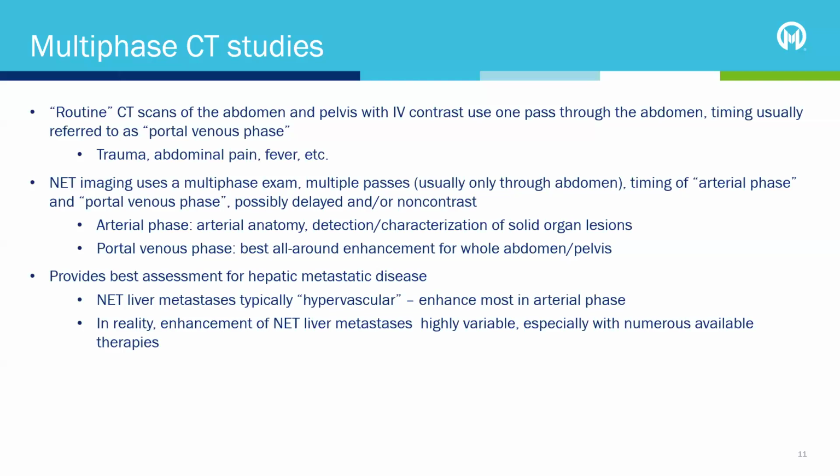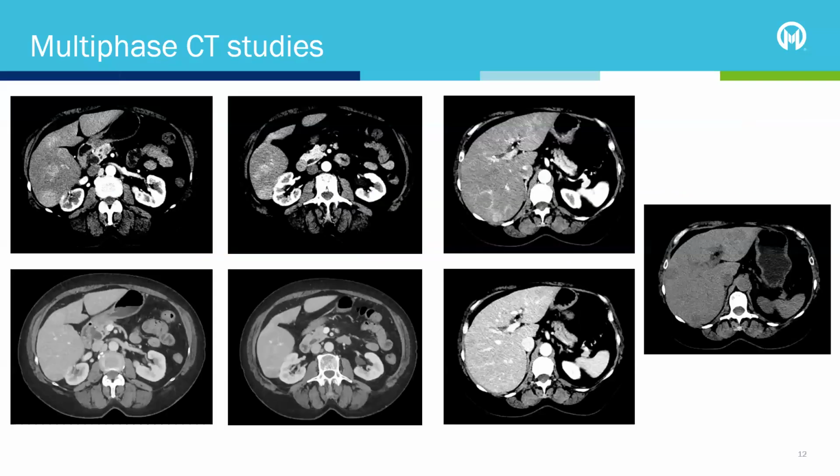And the reason we use multi-phase for neuroendocrine tumor imaging is because it provides the best assessment of hepatic metastatic disease. So we're talking about the liver. Regardless of the location of the neuroendocrine tumor, the liver is going to be one of the most common sites of metastatic disease. And the enhancement of those metastases can be very variable. They're typically what we call hypervascular, meaning they enhance the most in the arterial phase, but in reality, they can be quite heterogeneous. We'll move on to some examples here, because that probably explains it the best.